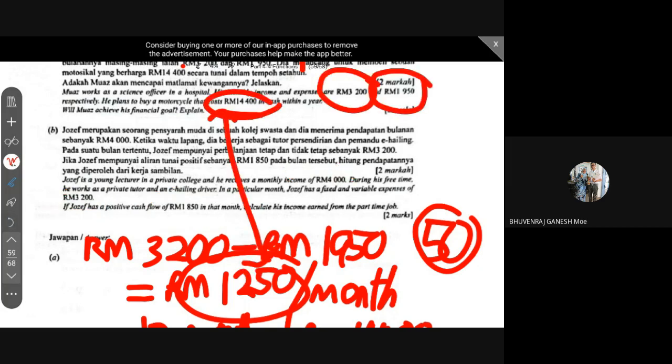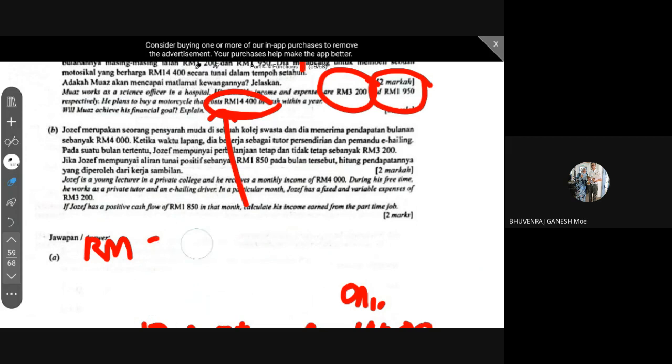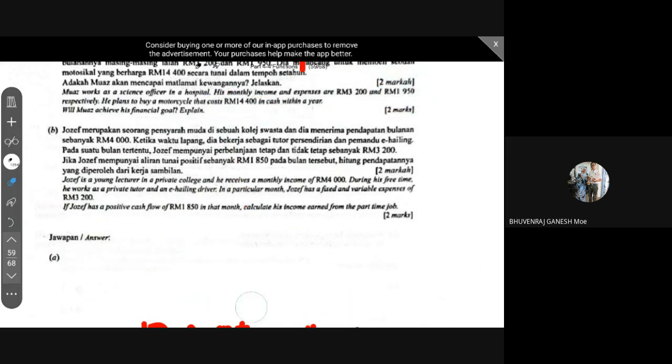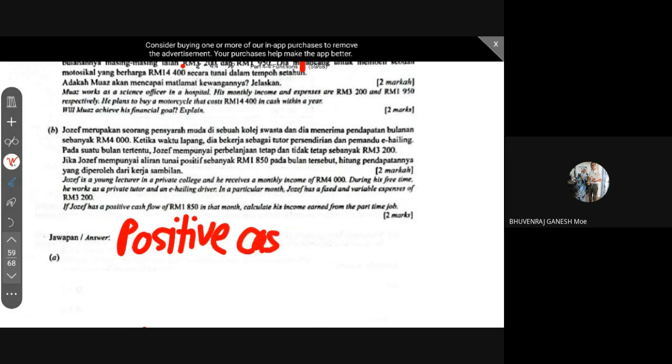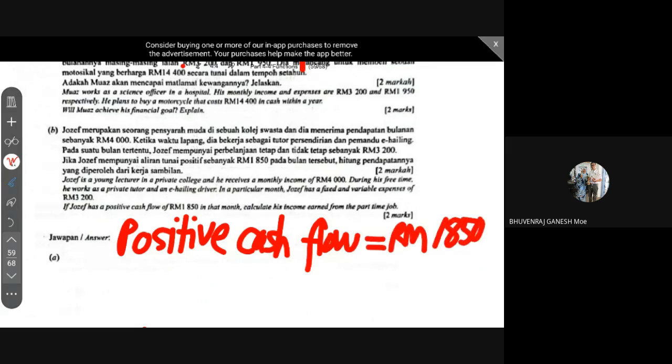Okay, so wait, let me rub this off first for you all. So we solve down here straight. Sometimes you don't need to start directly writing the values. You can actually write out the information in the question and express it from there onwards like this. So you can write positive cash flow is 1850. So what does it mean by positive cash flow now?